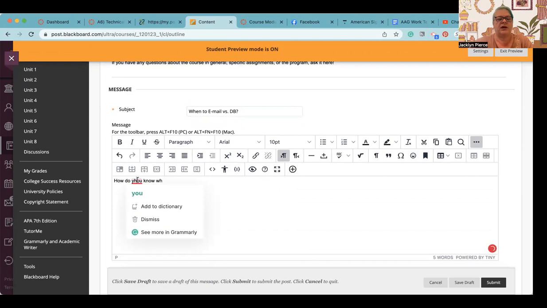Oops. Here's a good example of where Grammarly will help you. To email instructor versus posting a question on the Ask the Instructor discussion.